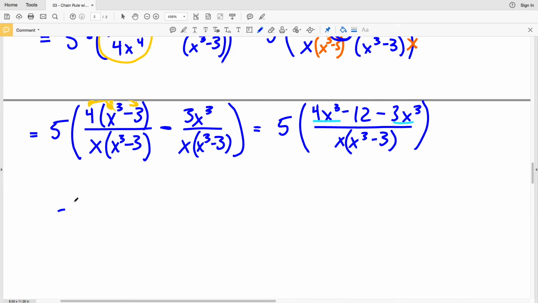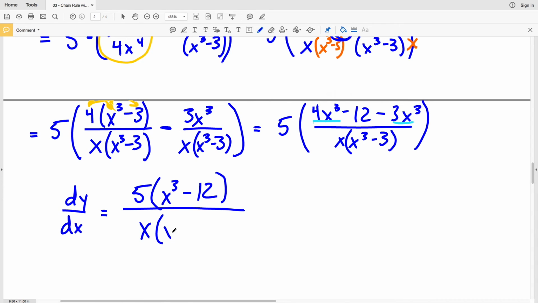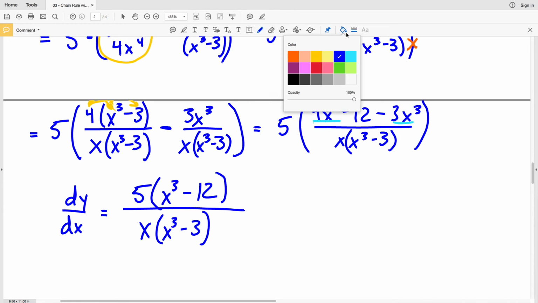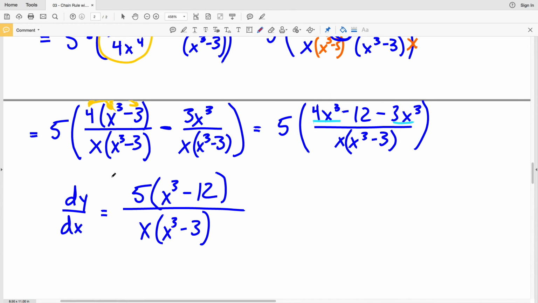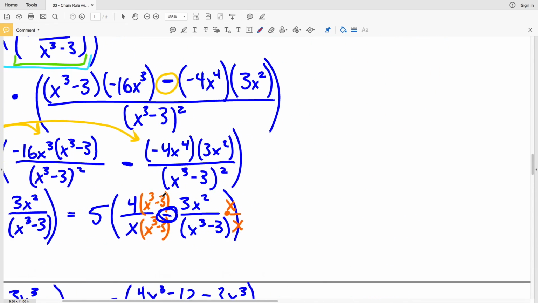So we'll have the derivative of y with respect to x equal to 5 times 1x cubed, so that's x cubed, minus 12 all over x times x cubed minus 3. So the derivative of y with respect to x after simplifying down in number 9 is 5 times x cubed minus 12 all over x times x cubed minus 3. Now let's move on to number 10.